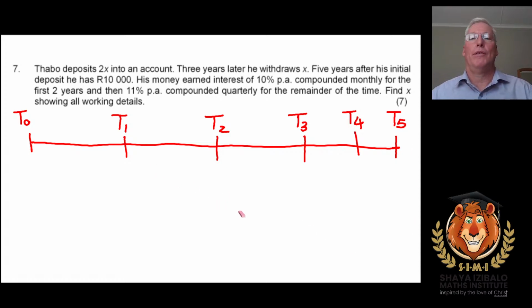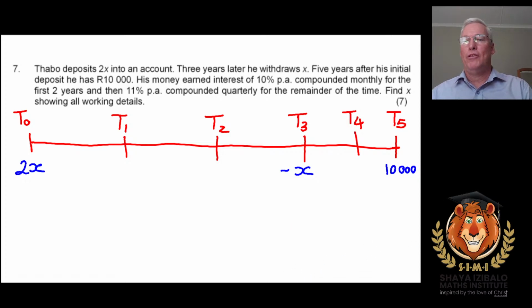Okay, so what actually happens is that he deposits 2x here. 3 years later, he withdraws x. And 5 years after his initial deposit, he ends up with 10,000 Rand.